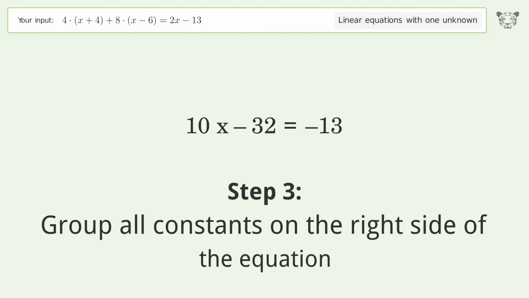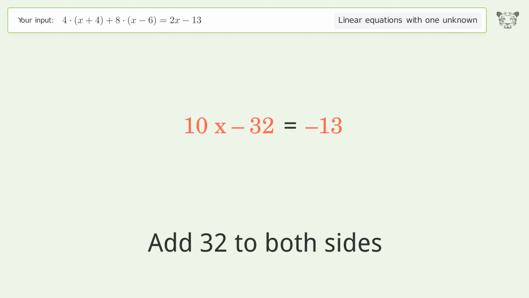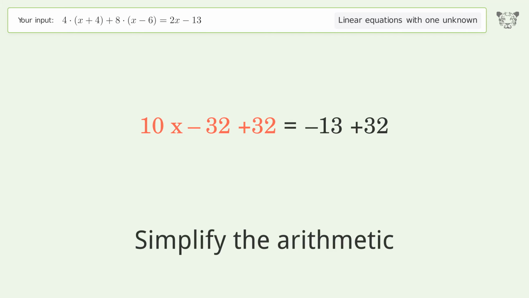Group all constants on the right side of the equation. Add 32 to both sides. Simplify the arithmetic.